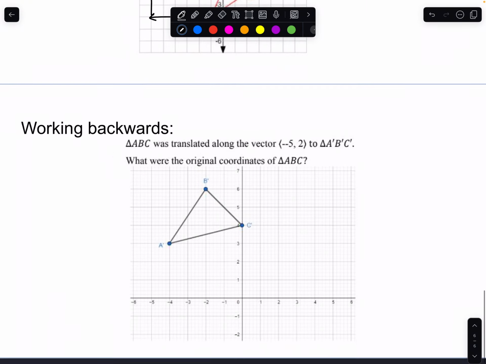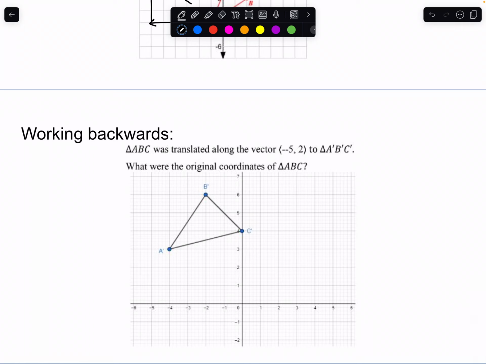Now let's say that here, we're told that ABC was translated along this vector. Now we're going to assume that this is just a negative 5, comma 2, onto this vector. So this is the location of the new one. Notice how this has a prime, A prime, B prime, C prime, which dictates this is the new image. We're trying to identify, given this vector, what is the original?